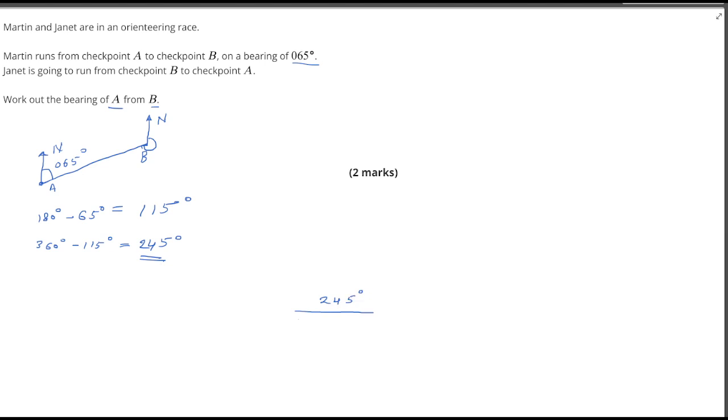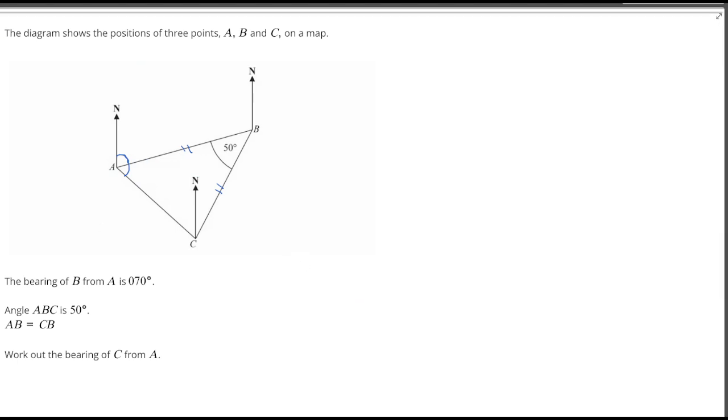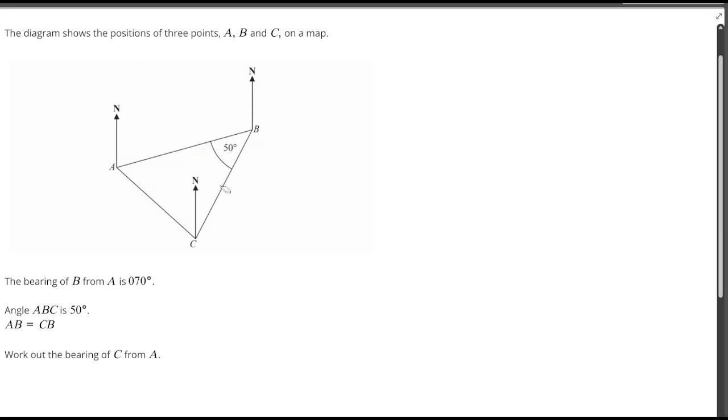Now, the next problem. Here, you are given a diagram which shows the positions of 3 points A, B, C.